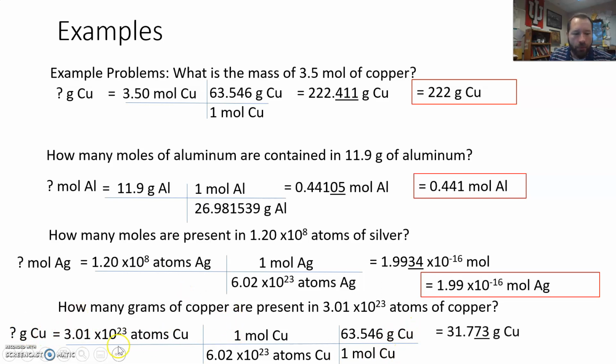I can do my math, 3.01 E 23 divided by 6.02 E 23 times 63.546. I got 31.773. We only have 3 significant digits, 3 significant digits. This one has 5 significant digits, but we're going to be limited to 3, so we'll round that 7 up to an 8, and we're going to call it 31.8 grams of copper.